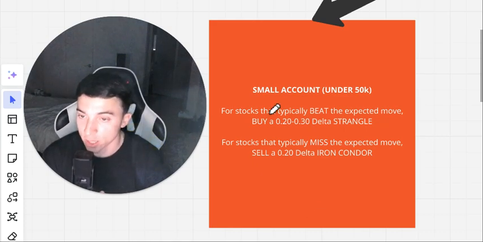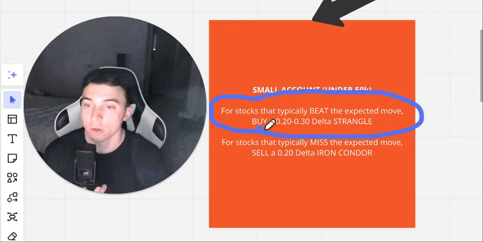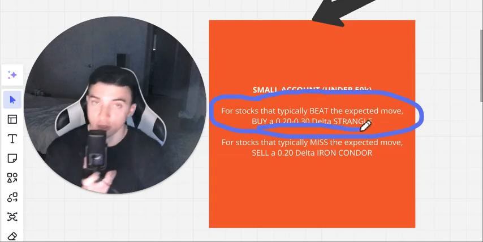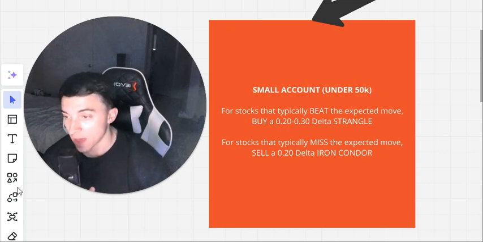So I'll go through how you could actually determine if it beats or misses, but the first thing I want to talk about is, for a small account, for stocks that typically beat the expected move, we're looking to buy a 20 to 30 delta strangle. Let's discuss what that actually looks like.